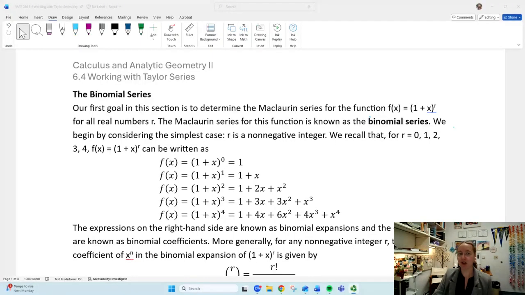Hello all, today we're going to be looking at working with Taylor series. The first one that I would like to talk about is called the binomial series. You may have heard of the binomial theorem if you took statistics. It is okay if you haven't. Basically, it is a way of being able to count things.